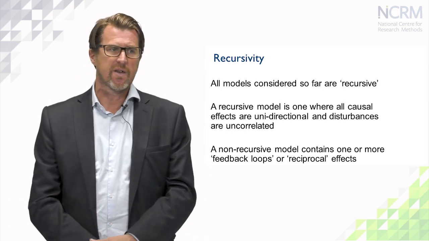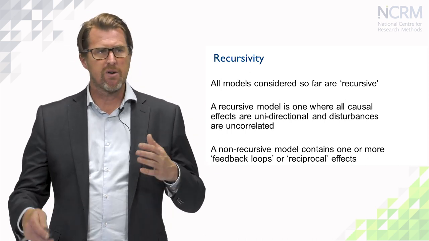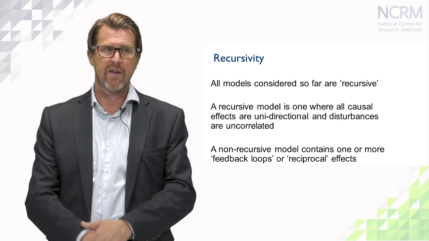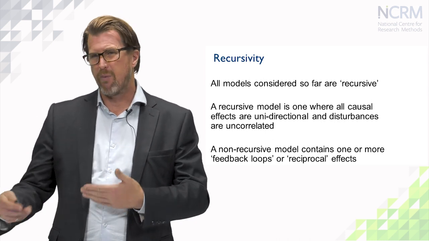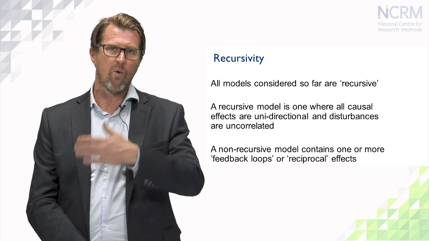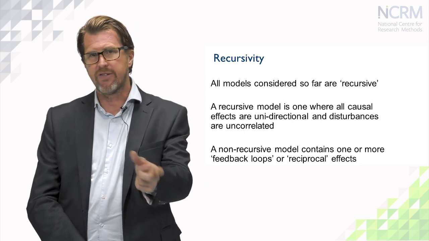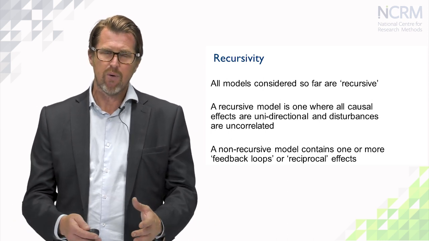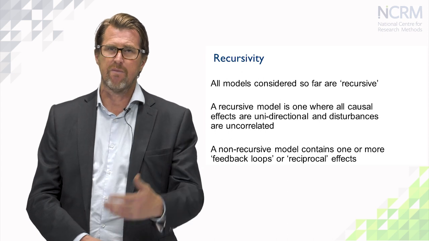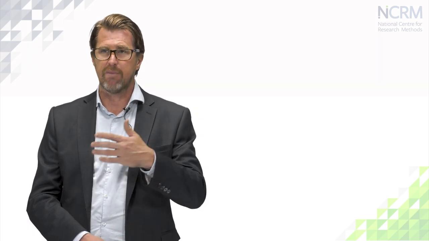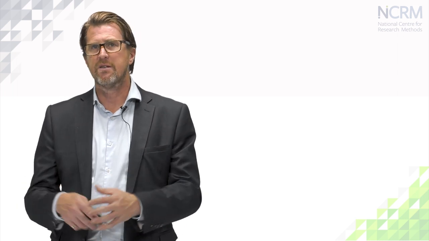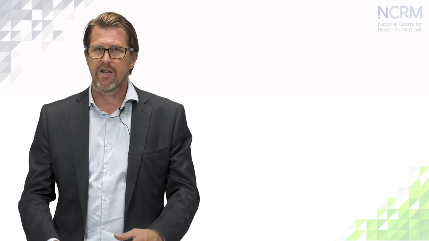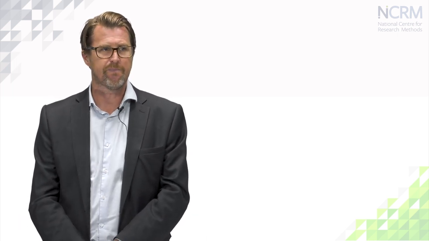We can contrast this with a non-recursive model, which is a model where we have some kind of feedback loop, where two variables are causing each other, and therefore we have what we can refer to as reciprocal effects, or where we have correlated disturbances. This difference is important because it has implications for model identification, and for how we interpret and trust the correctness of the estimates that we get from our models.